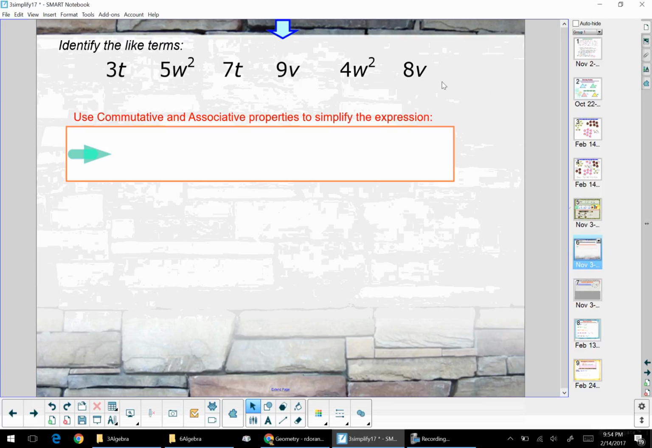All right, hopefully you're back. Welcome back, by the way. I bet you did a really nice job. I bet you identified that the 3t and the 7t are like terms, and the 9v and the 8v are like terms, and that the w squareds are like terms. So hopefully you identified something like these groups. If you did, that means that we can combine these.